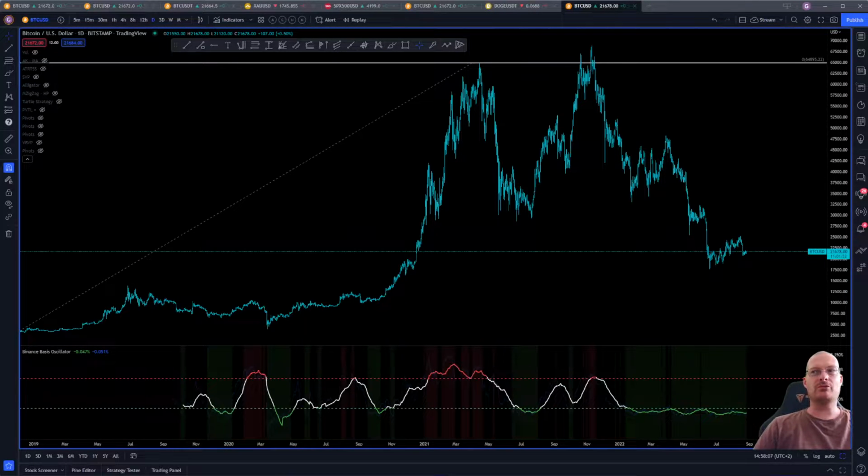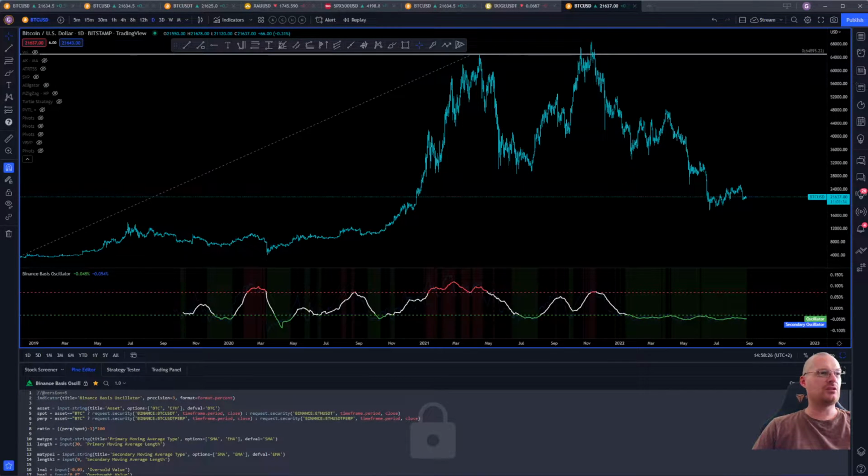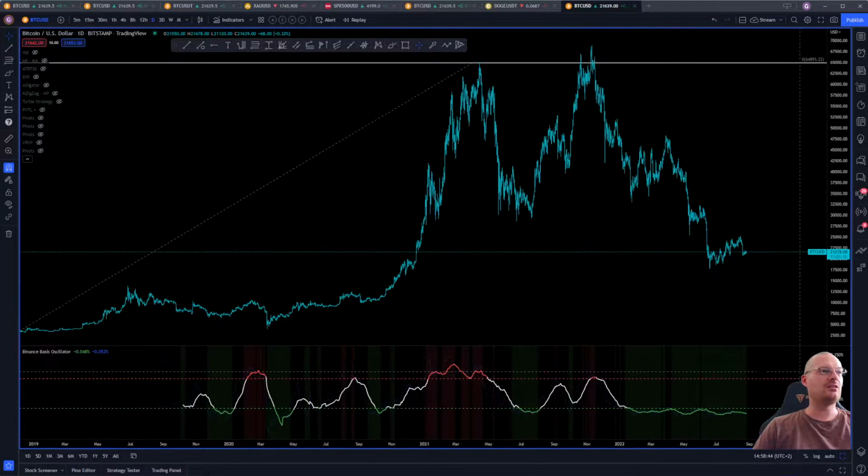Hello everybody. I wanted to go over an indicator that I found yesterday which looks quite useful if you do some dollar cost averaging. It is called, as you can see here, Binance Basis Oscillator. When we have a look at the source code, it is taking as a ratio the price of the perpetual contracts divided by the spot contracts minus 1 times 100, and this indicator does it on the Binance chart for Bitcoin and Ethereum.